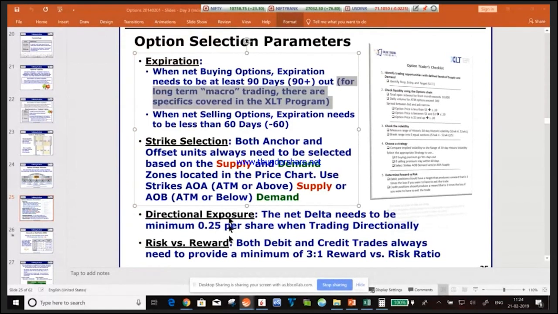Yes, Rameshji, AOA means at the money or above, the strike selection. When I come to the examples, it will be clear to you. Right now, just remember AOA means at the money or above, supply; AOB means at the money or below, demand. When I come to the examples, it will be very, very clear to you. That's used for strike selection.